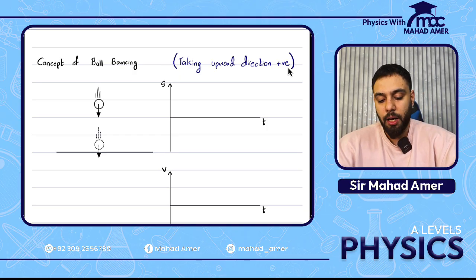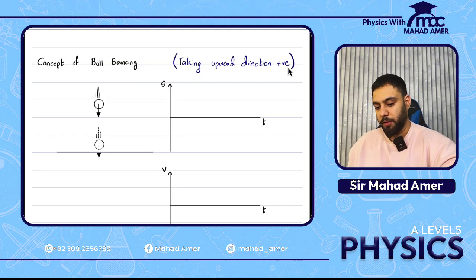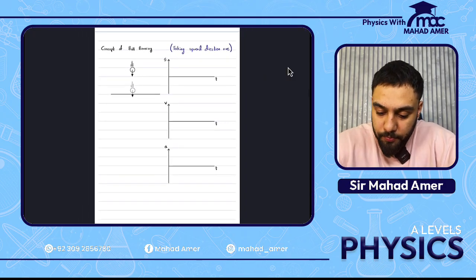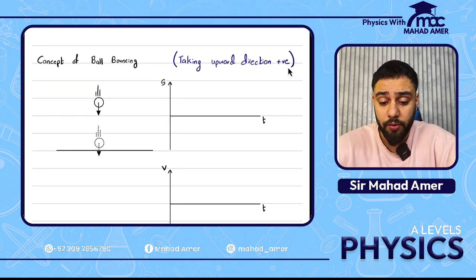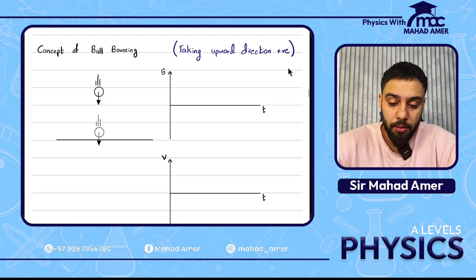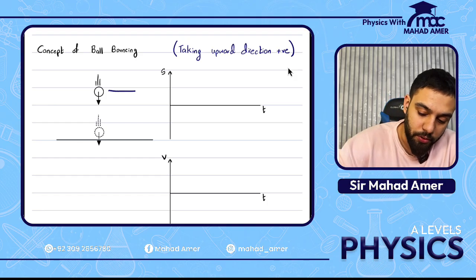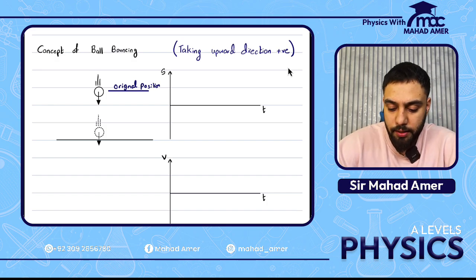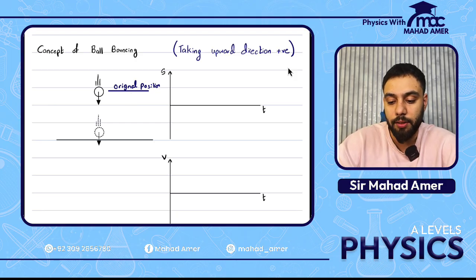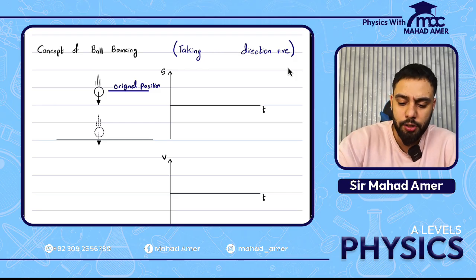Now I'm going to be bouncing a ball, and I'm going to be discussing two concepts over here. This scenario is asked in your past papers a lot of times. So if I'm bouncing a ball, and let's say this is the original position, the starting point, and assuming the downward direction to be positive first.